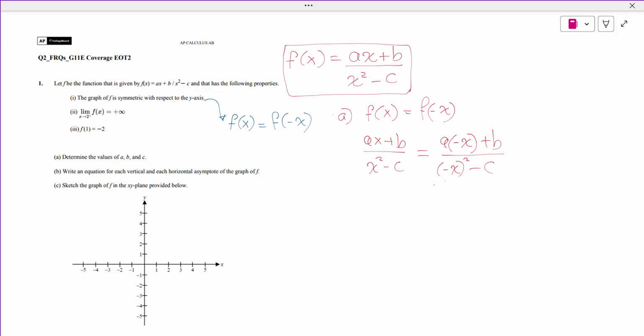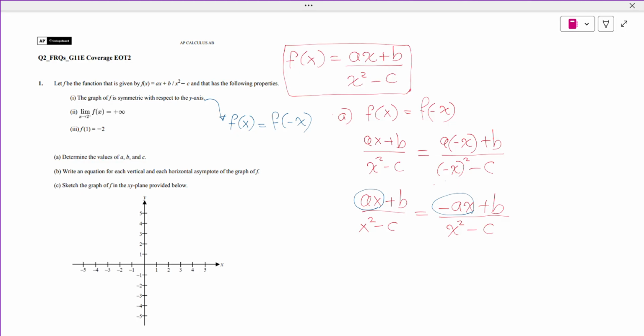So let's just simplify a little bit. This is the same: ax plus b over x squared minus c equals minus ax plus b all over negative x all squared. It's just x squared minus c. Now, I want you to compare these two things, left and right. Well, the denominators are the same. We have b and we have b on both sides. But here we have ax, and here we have minus ax.